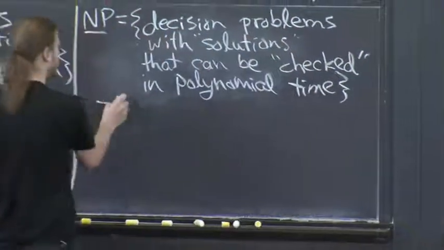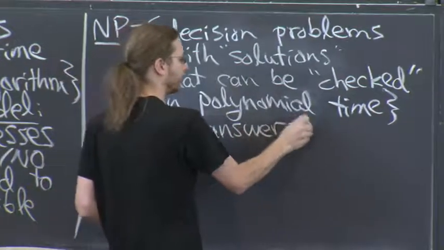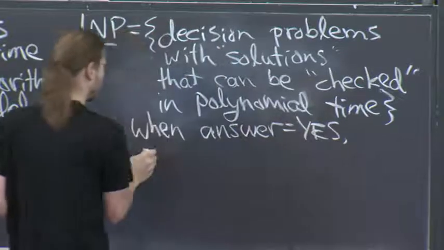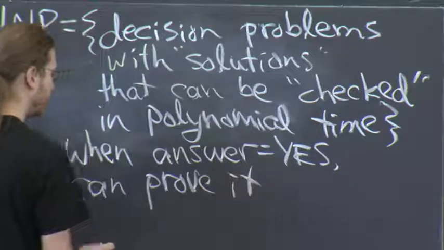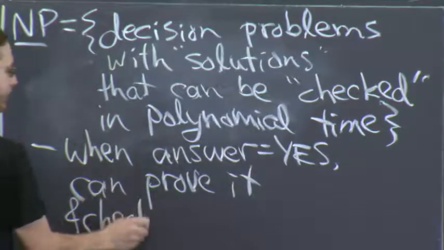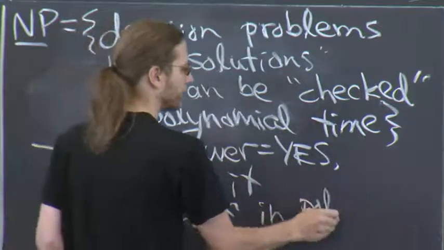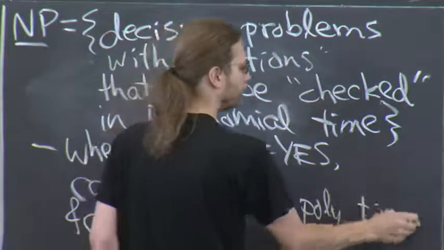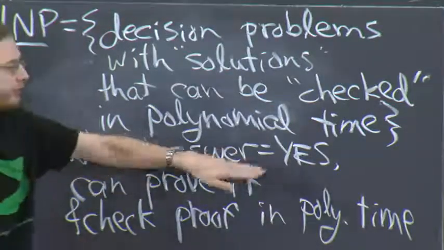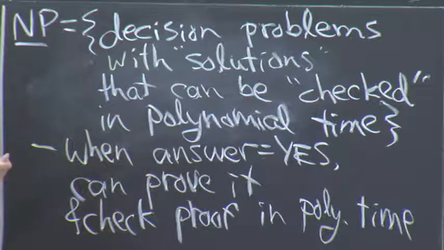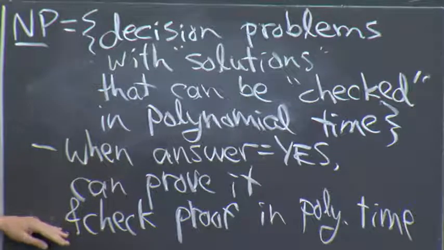The more formal version is whenever the answer is yes, you can prove it. And you can check that proof in polynomial time. This is a little bit high level. What does check mean? Here's what check means. Whenever an answer is yes, you can write down a proof that the answer is yes. And someone can come along and check that proof in polynomial time and be convinced that the answer is yes.